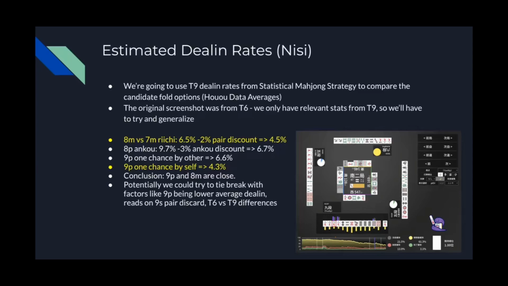And I guess, in my opinion, even though the AI are choosing 8-mon, I think 9-pin is a very reasonable decision. And I think that the Nisi Dealin rate stats are a great source of information. And in my opinion, I slightly value them higher than what the AI would do in a pure folding decision.